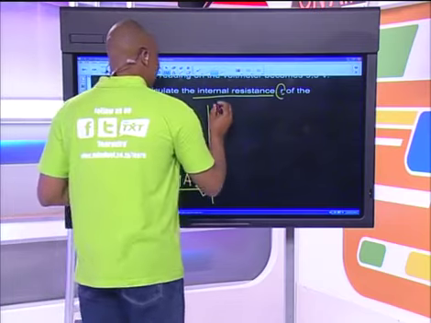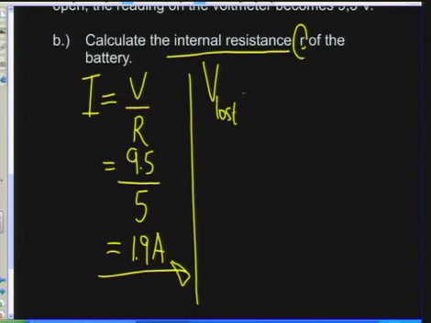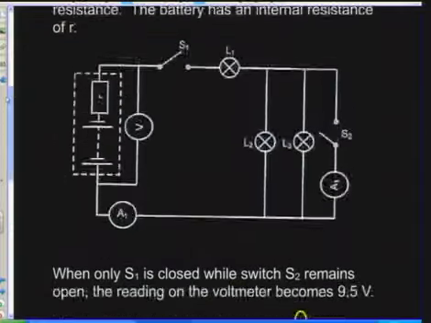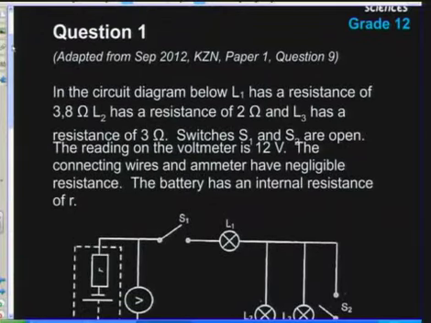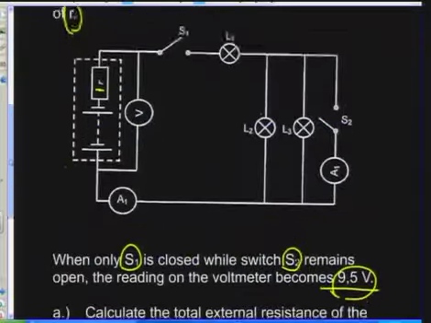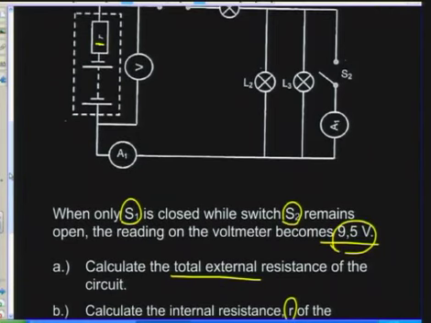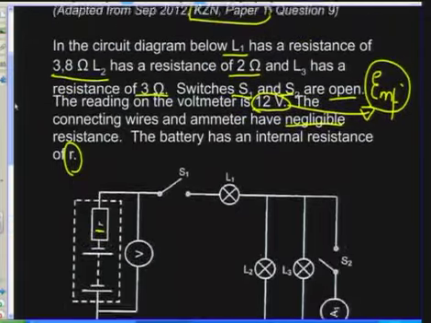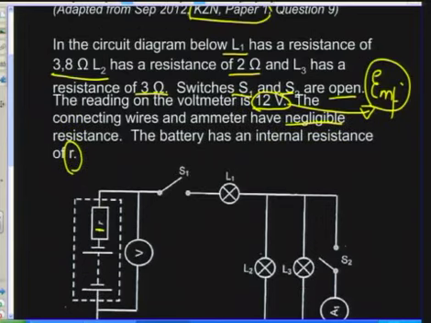So if I have that, I know I can get V lost from the information that has been given to me, and I know that V lost will be given by total current times internal resistance. I can get that. Now, how do I get the V lost? You would remember in the question we were told at the beginning that when S1 is closed, I've got 9.5 volts as a reading on my voltmeter, but the battery is given to me as having an EMF of 12 volts. So the difference between 12 volts and 9.5 will give me my lost volts.